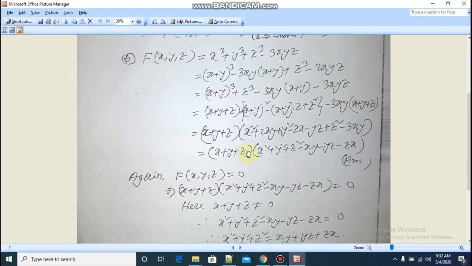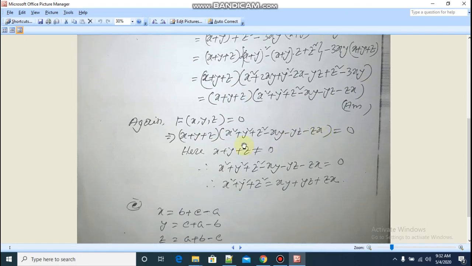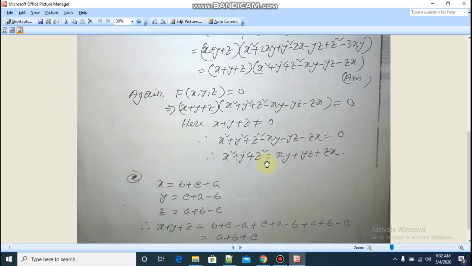Second part of B. Given f(x, y, z) equal 0, but we get the value of f(x, y, z) equal this. This is 0. This into z equals 0. So either this equals 0 or this equals 0, but from the question this is not equal to 0, so this must be 0. After changing sides we get this, and it is proved.